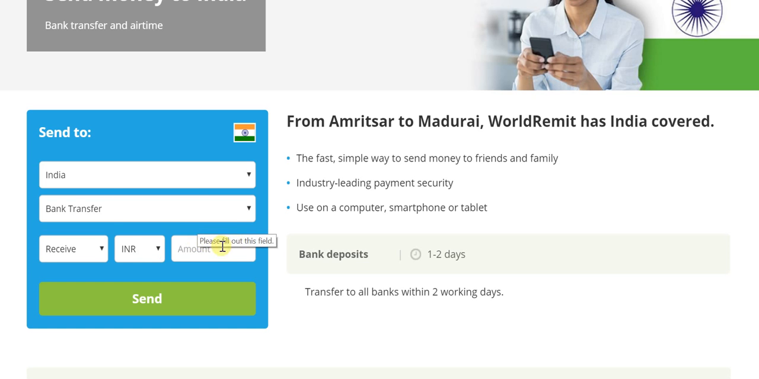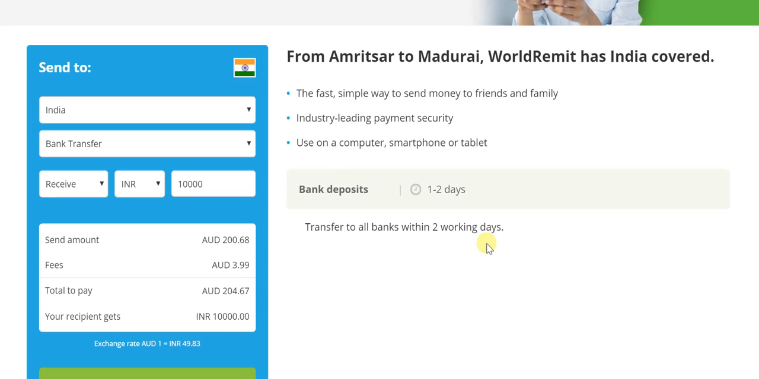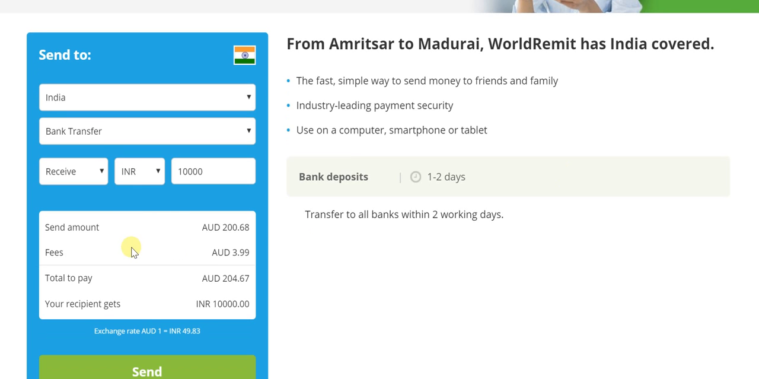We select bank transfer. Between send and receive, might as well look at receive because we want to be sure how much the recipient in India is going to receive. Let's take a nominal amount of say 10,000 Indian rupees which the recipient is to receive. For that, in Australia, you will be sending an amount of 200.68 AUD or Australian dollars with fees, WorldRemit fees being just 3.99 Australian dollars, whereby the total for you to pay would be just 204.67 AUD for the recipient to receive 10,000 INR or Indian rupees at the exchange rate of 49.83 INR to an AUD.